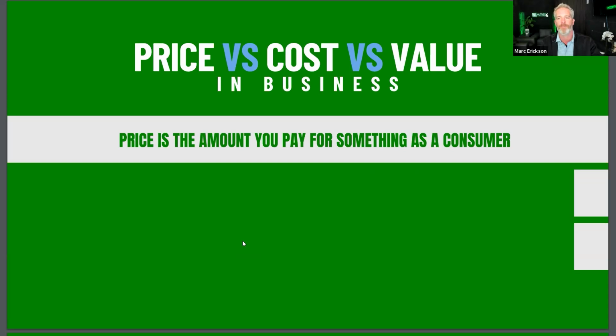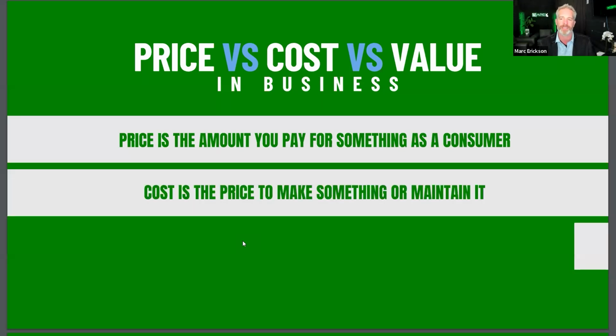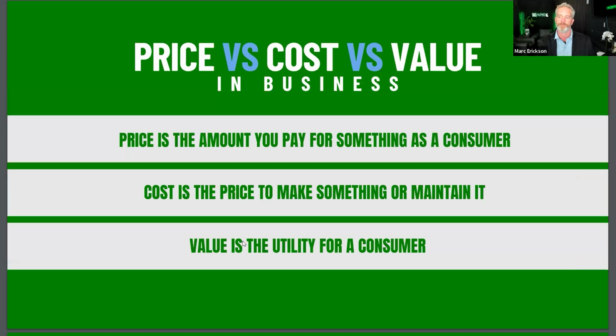So, when you're talking about business and a business definition, if you were to Google it, what is the price of something? It's the amount that you pay for something as a consumer. That's what price means. The cost is typically defined as the price to make something or maintain it to get it to a consumer as a business owner. And value speaks to the utility for the consumer. What is it worth over time? How much does it help them?